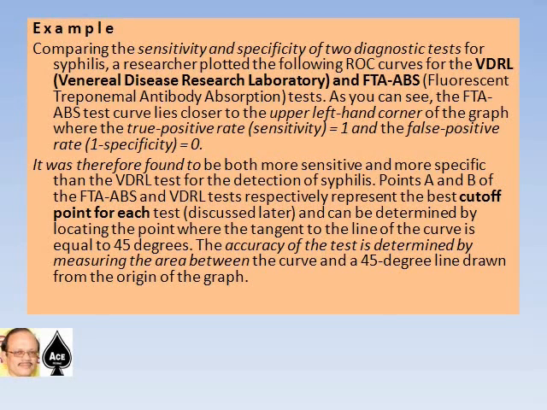Points A and B of the FTA-ABS and VDRL test respectively represent the best cutoff point for each test. The cutoff point will be discussed in coming video sessions and can be determined by locating the point where the tangent to the line of the curve is equal to 45 degrees. Accuracy of the test is determined by measuring the area between the curve and a 45 degree line drawn from the origin of the graph.